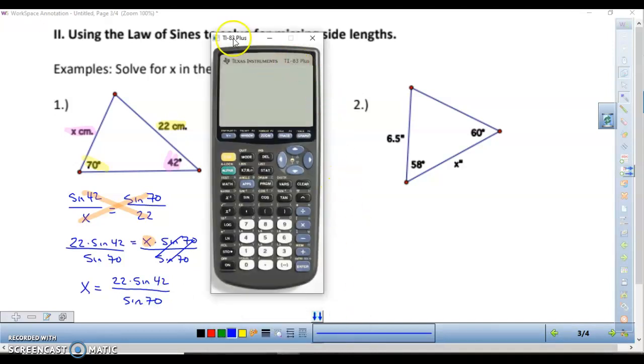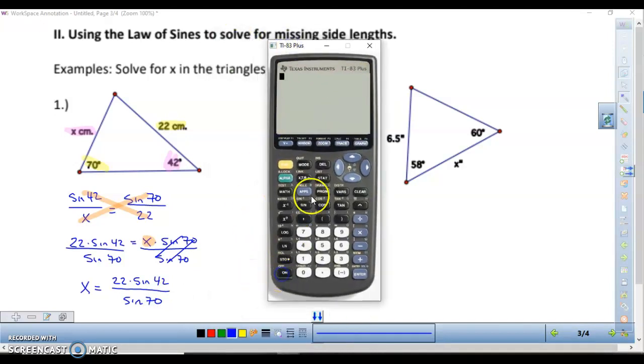So let me pull out my trusty TI-83 here. Okay, here we go. So I got 22 times the sine of 42, divided by the sine of 70. Make sure you're closing your parentheses, and I get around 15.7 is what it looks like. So x is around 15.7 centimeters.